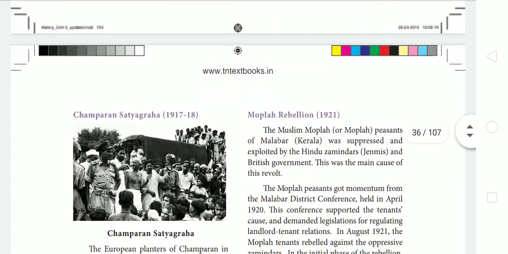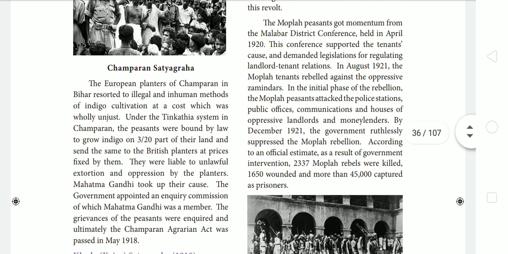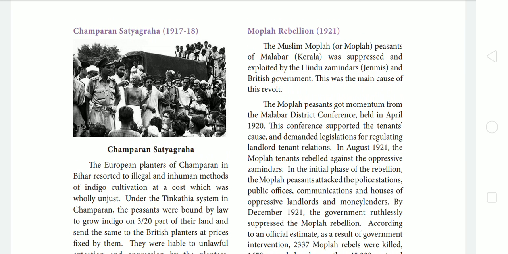So the next one is Champaran Satyagraha. About all these peasant revolts you are going to study in detail in your 10th standard. So this is just a small introduction. Champaran Satyagraha, you can see the picture. This Champaran Satyagraha was conducted by our Gandhiji. It took place in the year 1917 and came to an end in 1918.